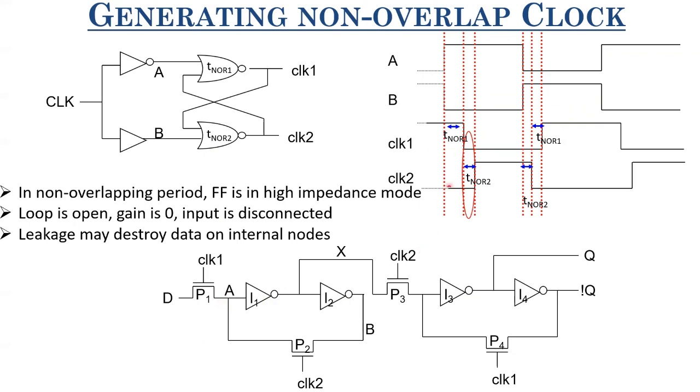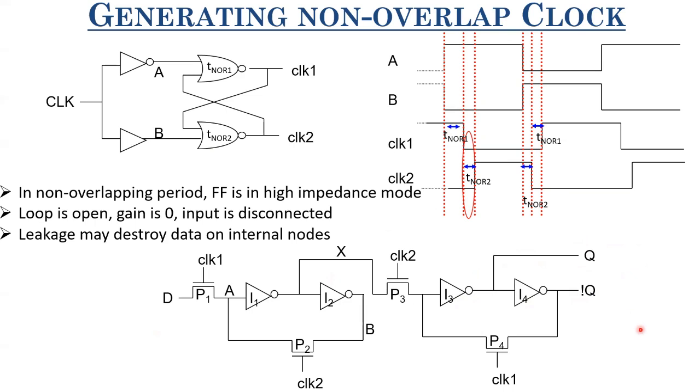So even this 0-0 overlap is detrimental, but not as detrimental for the output as the 1-1 overlap. Here, leakage may destroy the data, but if you're clocking it at a high frequency, it won't be that case. But if it is a race condition, you are not sure what Q is. Your Q may change, and that is a bigger problem.